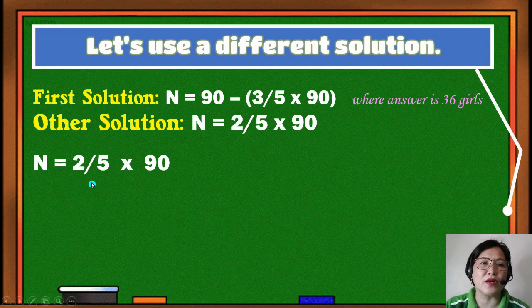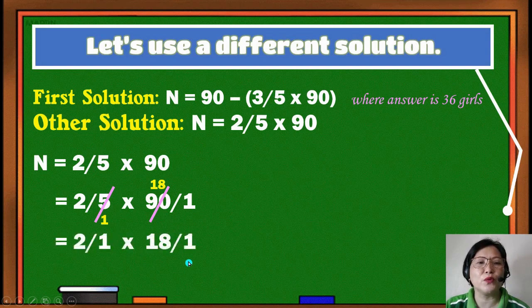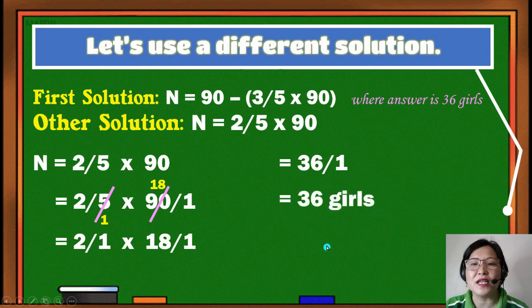2/5 represents the girls, which we will get. What is 2/5 of 90? So 2/5 times 90 over 1. And then, can we use the cancellation method? Yes, we can cancel 5 and 90 by dividing by 5. So 5 divided by 5 is 1, 90 divided by 5 is 18. So 2/5 times 90 over 1 will become 2 over 1 times 18 over 1. And then the answer is 36 over 1 or simply 36 girls.